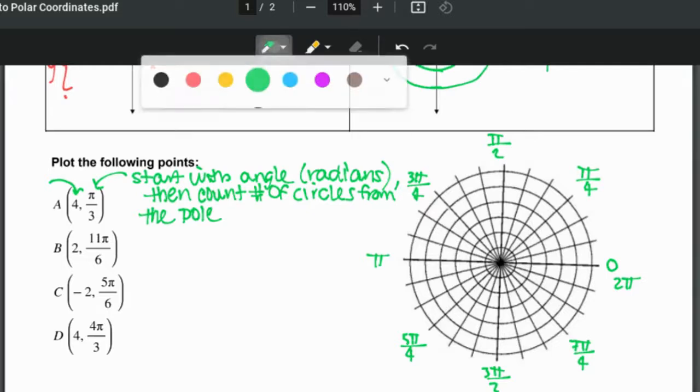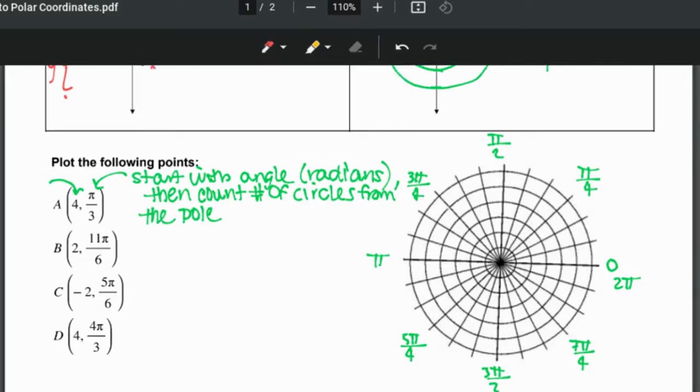All right, so now I'm going to label in every pi over 6. So pi over 6 is, think of it as 30 degrees. It's a little bit less than pi over 4, so this would be pi over 6. This would be 11 pi over 6. This one would be 7 pi over 6. This one would be 5 pi over 6. And so that's just pi over 6 upwards or downwards from either 0 or pi.